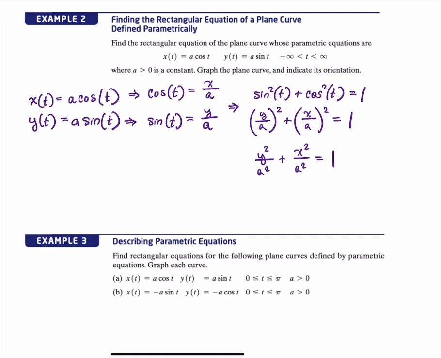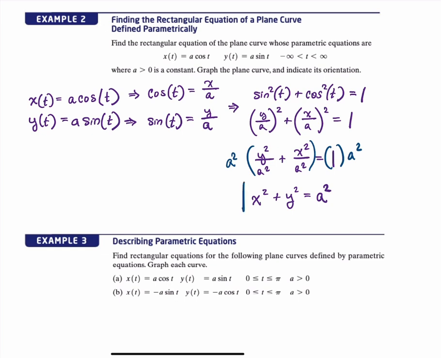If we multiply everything by a squared, and I'll write it with the x term first, we would get x squared plus y squared equals a squared. So we're just multiplying everything by a squared. It will cancel on the left side and show up on the right side. We'll multiply the left side by a squared, it will cancel, and we'll multiply the right side by a squared.